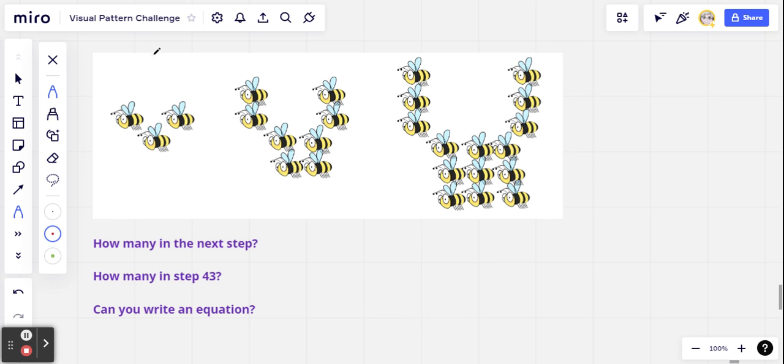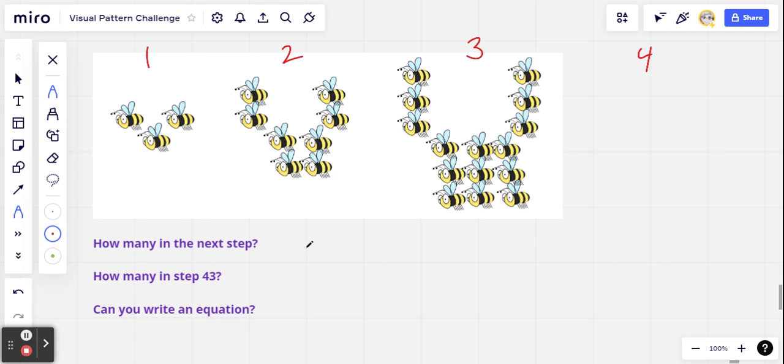Here's our pattern today. Here's step 1, here's step 2, here's step 3, and your challenge is to predict the number of bees in step 4. If you can do that, can you predict the number in step 43? And can you write an equation that could be used to express the number of bees in any step at all? That's the challenge. If you'd like to accept it, pause the video and see how far you can get.